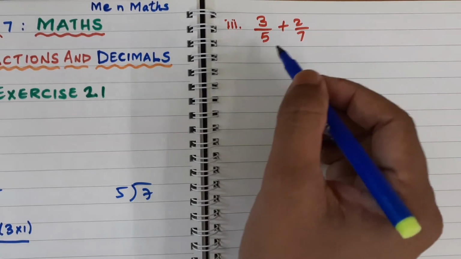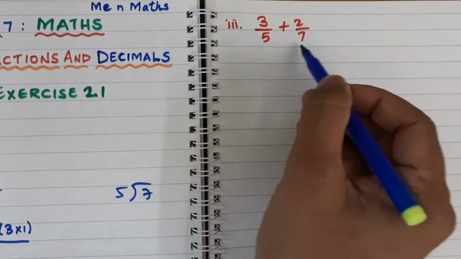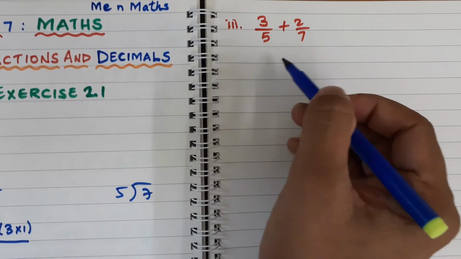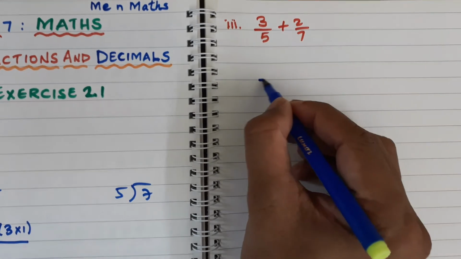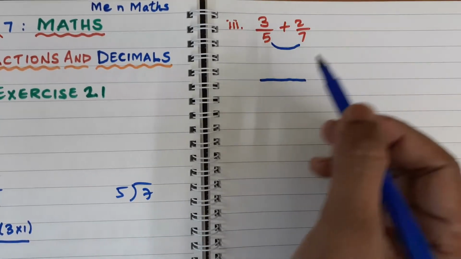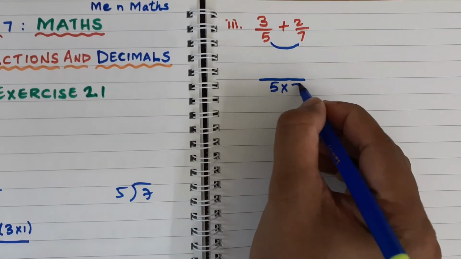Okay guys, let us do the next question. Question number 3. Here 3 upon 5 plus 2 upon 7. Both numbers are already in fraction form, so we need not change any number into fraction form. Let us do the first step. What is the first step here? Multiply the denominators, 5 into 7.